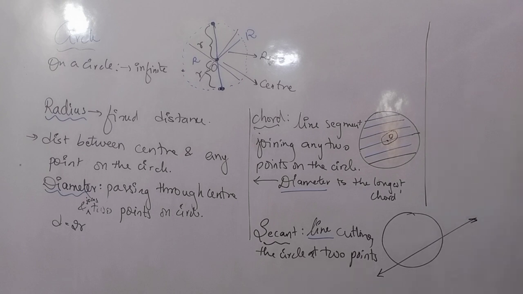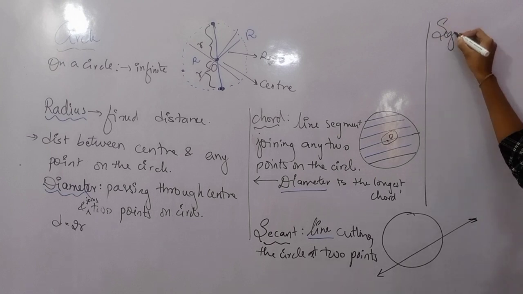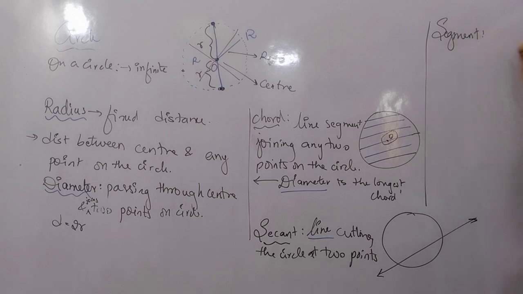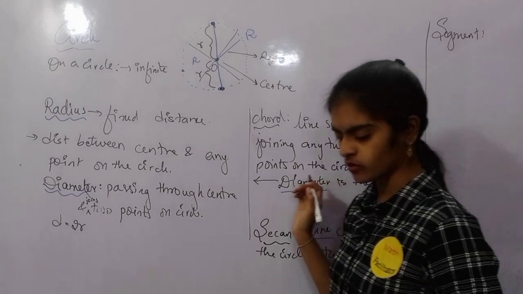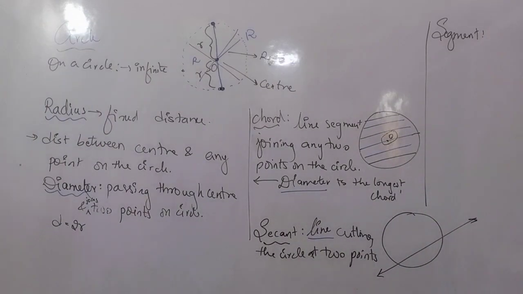What are the 2 parts? Here I can see this is one part and this is the other part. Each part is called a segment. The major part is called the major segment, and the small part is called the minor segment. Each part is called a segment.